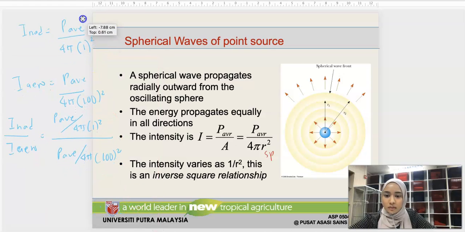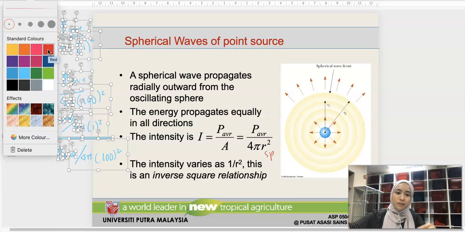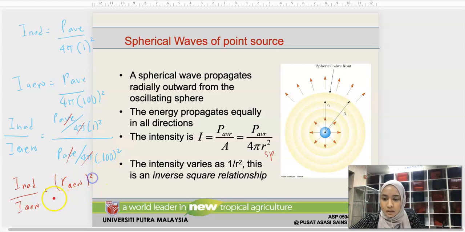Okay, so now I can cross it out because P average should be the same because P comes from the source. 4 pi is a constant. It's just a number. So what am I left with? I'm left with 1 squared over 100 squared, which is just I naught over I aeroplane is R aeroplane. Benda Allah ni kat bawah, so R aeroplane is up here and R naught is down here.